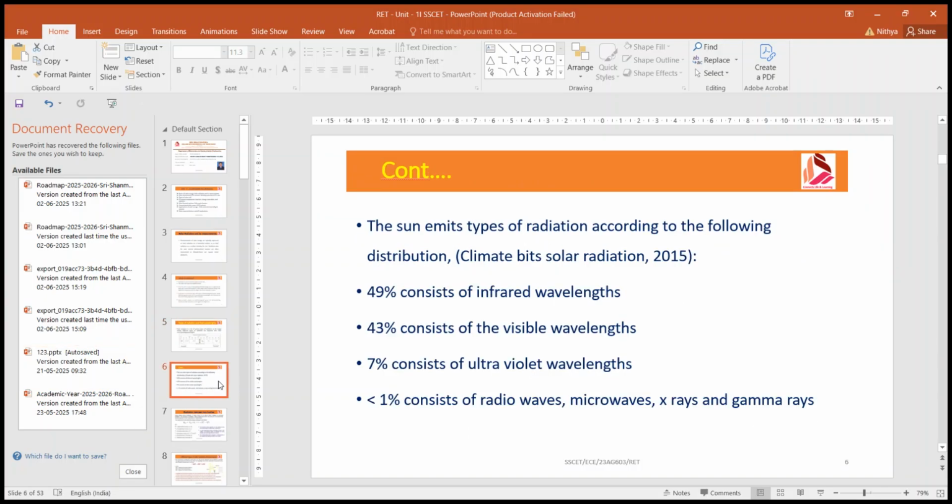So in these cases, 49% consists of infrared wavelengths, and then 43% consists of the visible wavelengths, and then 7% consists of the violet wavelengths, and then greater than 1% consists of the radio waves, and then microwaves, and then X-rays or gamma rays. This will be very harmful one.